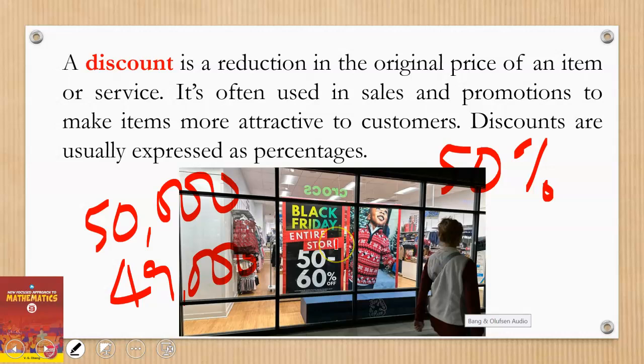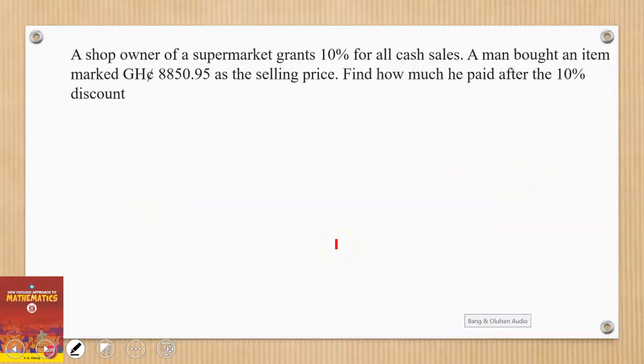Now, let's take an example and see how we can learn about this. The shop owner of a supermarket grants 10% for all cash sales. And once they say 10% on all cash sales, it means that they are giving you a discount. A man bought an item marked 8,850 cedis 95 pesos as the selling price. Find how much he paid after the 10% discount has been granted to such a customer.